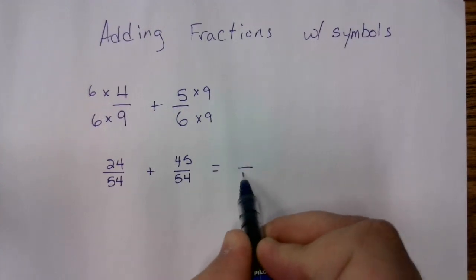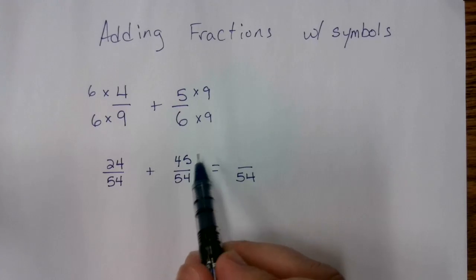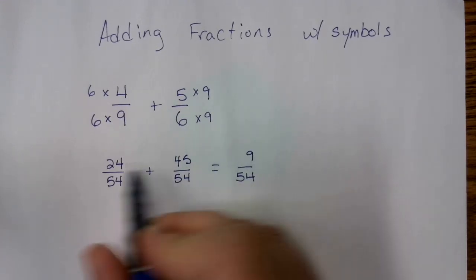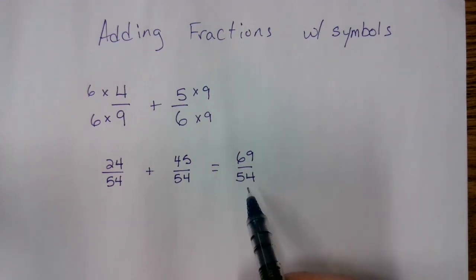Remember, when we add, the denominator stays the same, and it's the numerator that we're adding. 5 plus 4 is 9. 2 plus 4 is 6. So we get 69 over 54.